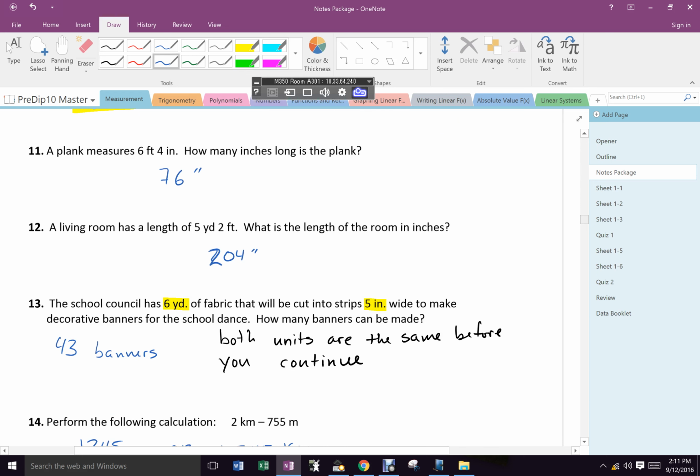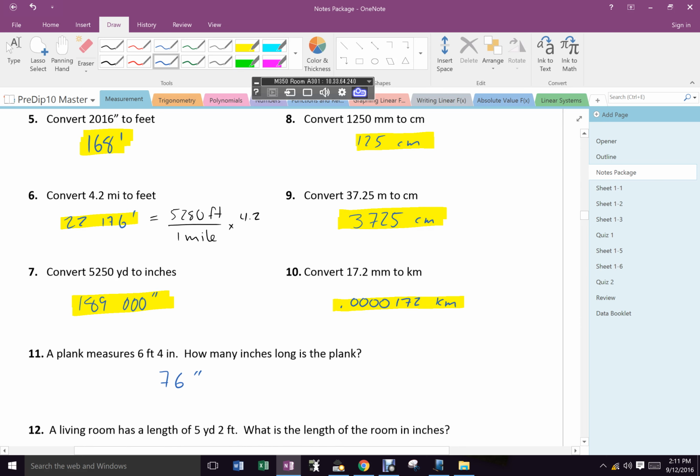Do you want to see how I got that? This is one of those ones like we talked about yesterday, right? You got to move the zeros. So I got to go from 17.2 millimeters up to kilometers, right?